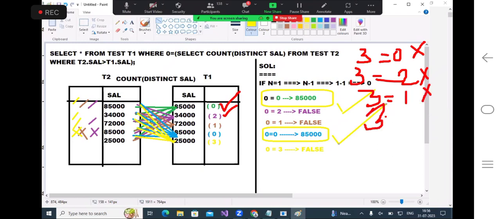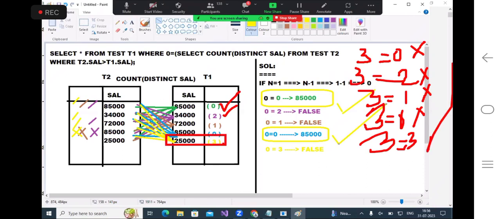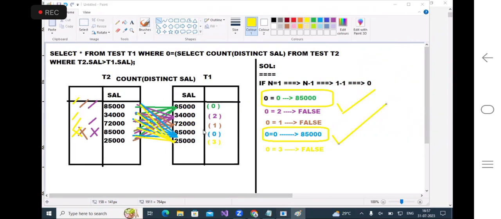Next, 3 is equals to 0. It is also not matching. Next, 3 is equals to 3. Matching. True. At which value? 25. So that is fourth highest salary. How much? 25. So now it was coming or not, you can see.